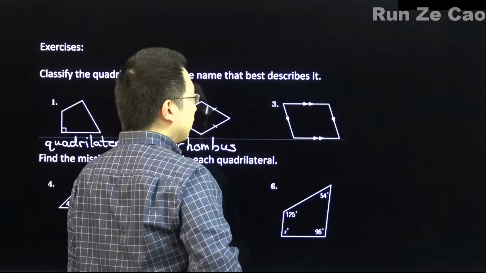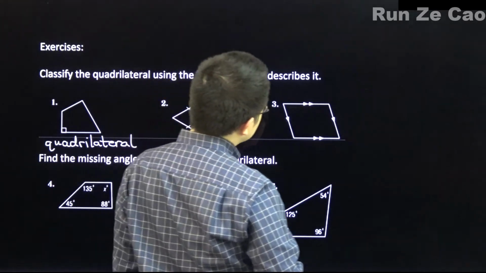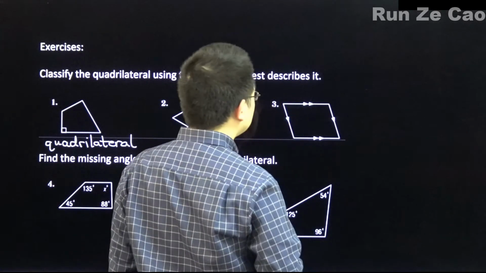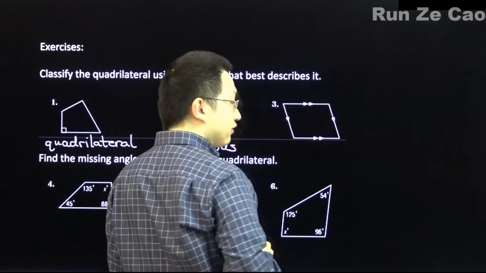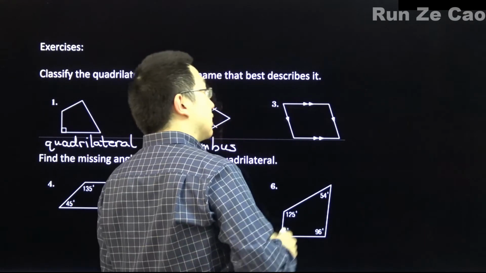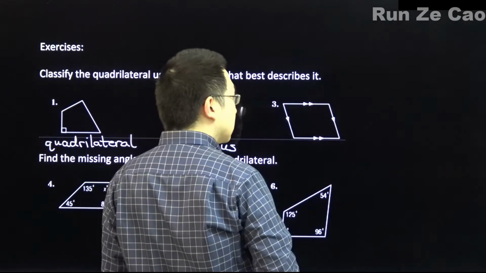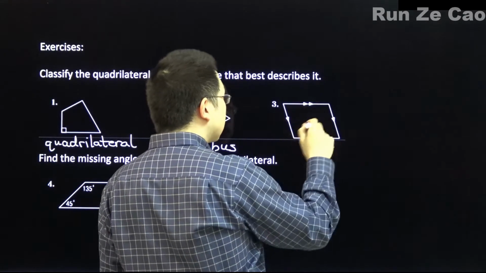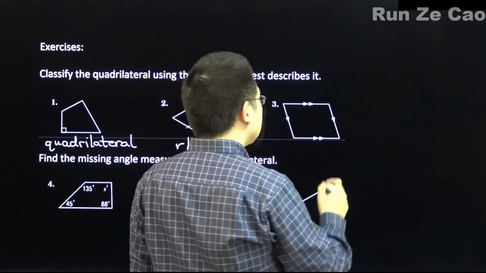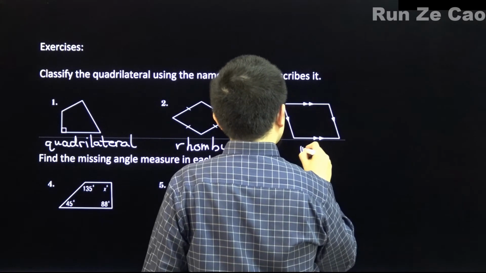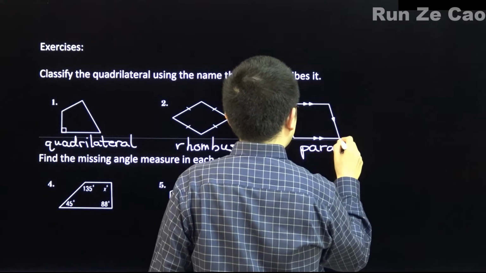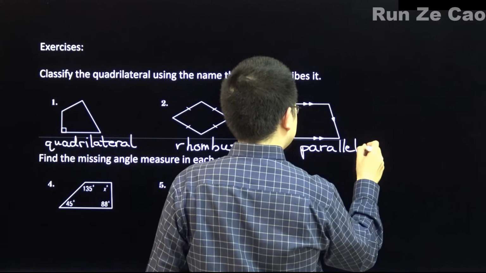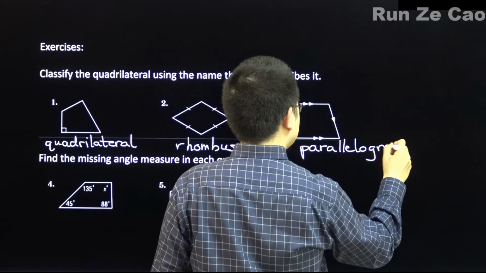Here you have parallel sides. Do we know anything about these side lengths? Well, we know that the opposite sides have to be equal because this is a parallelogram. Do we know that all the sides are equal though? No. So this is just a parallelogram. Okay.